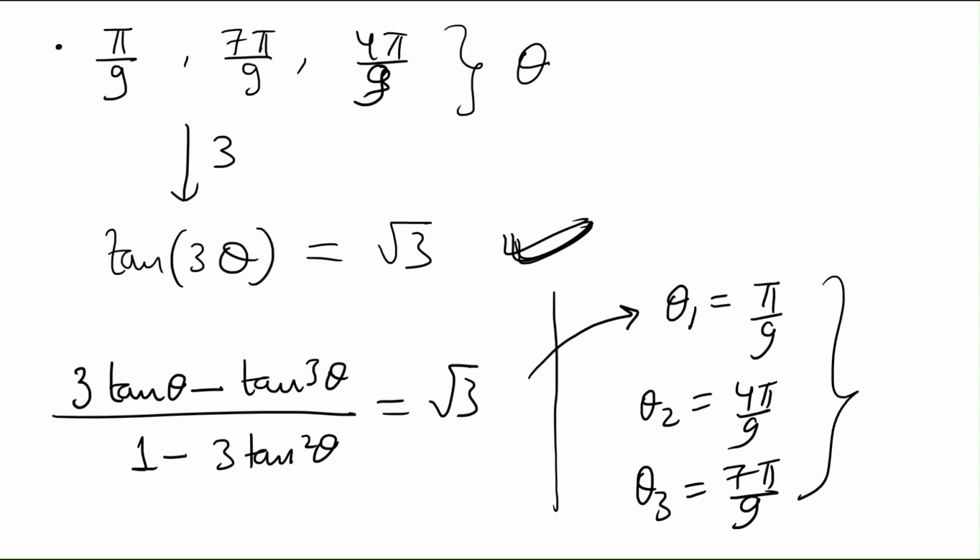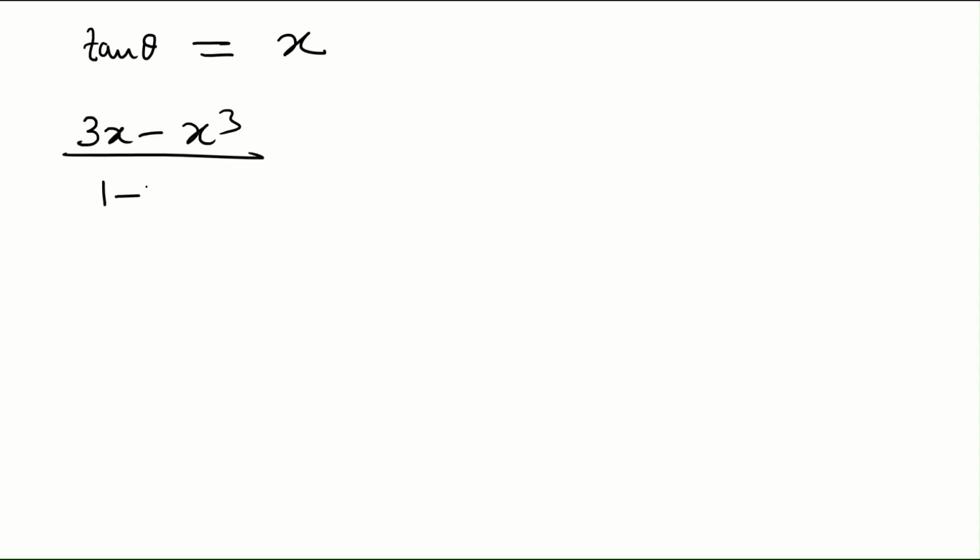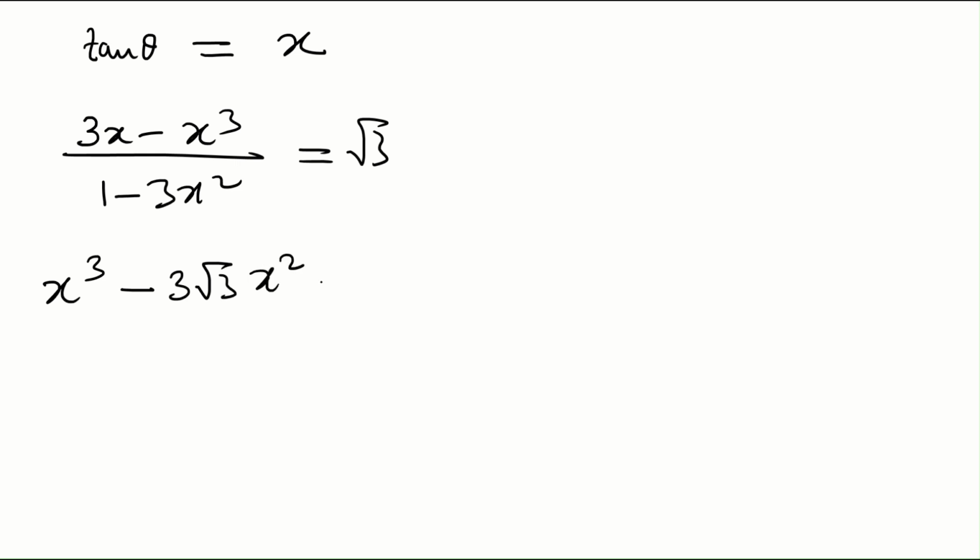So let's solve it a little bit. And before solving, I want to do a very small substitution. I want to substitute tan theta with a more friendly looking variable x. So we are getting (3x minus x cubed) over (1 minus 3x squared) equals square root of 3. Let's simplify it a little bit. We will get from here x cubed minus 3 root 3 x squared minus 3x plus square root of 3 equals 0.